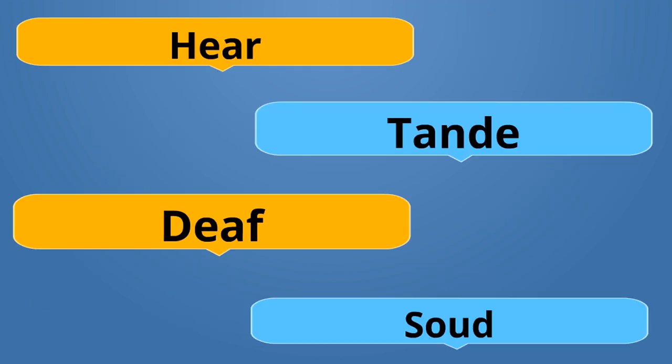So here we have hear and deaf, okay? Hear is tande in Creole, tande. Deaf is soud. Tande and soud.